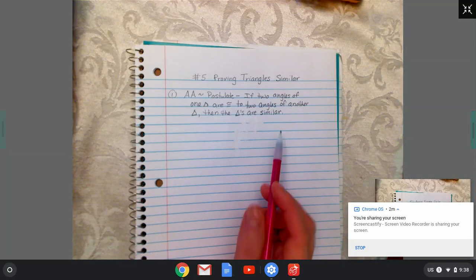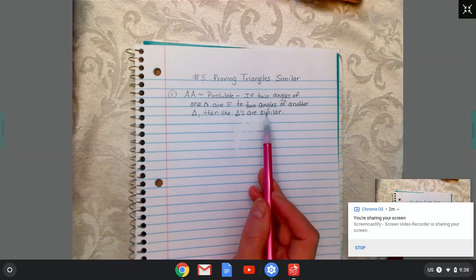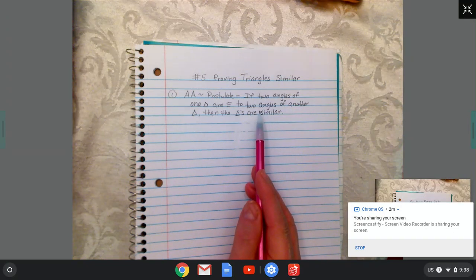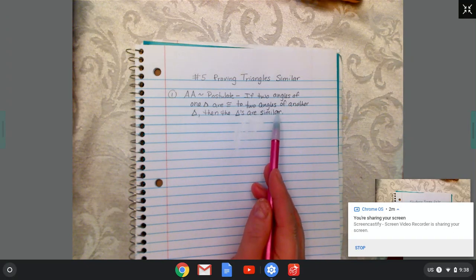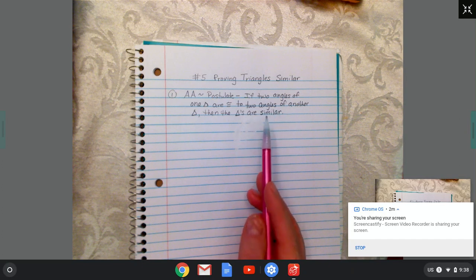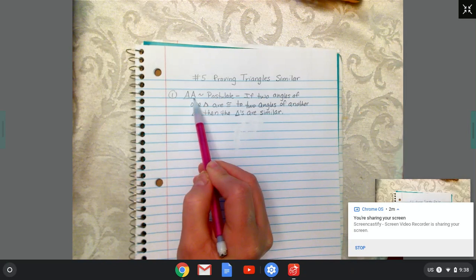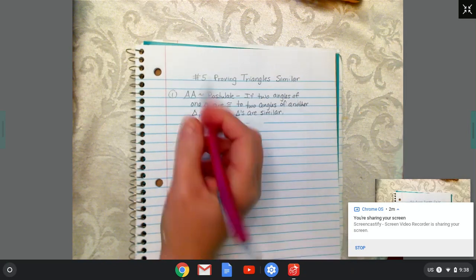If you remember, why would we only need two angles? Remember, we had the third angles postulate that said if two angles of one triangle are congruent to two angles in another triangle, the third angle has to be congruent. So that's why we only have to know two. So we have angle, angle postulate as a shortcut.